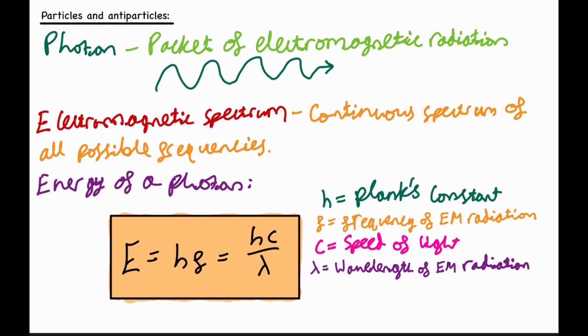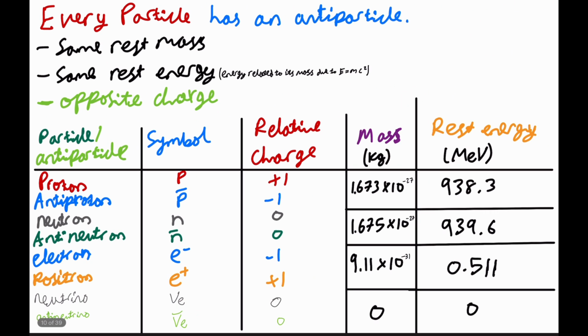And this equation is to find the energy, and as you can see, h is Planck's constant, f is the frequency of the electromagnetic radiation, so therefore it's also the frequency of the photon, c is the speed of light, and lambda is the wavelength of the electromagnetic radiation, which is also the wavelength of the photon as well. And every particle has an antiparticle.